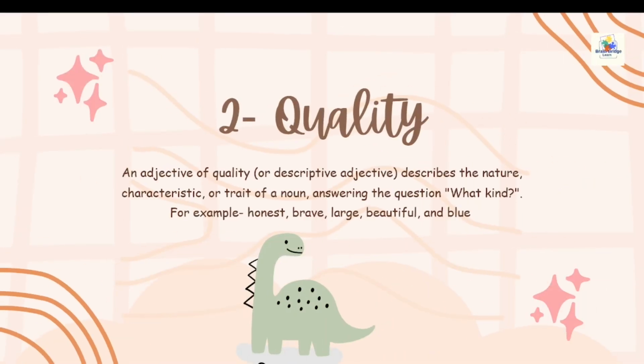Next we have quality. An adjective of quality, or descriptive adjective, which we learned earlier, describes the nature, characteristics or trait of a noun, answering the question what kind. For example, honest, brave, large, beautiful and blue. Like here, if we see that this dinosaur is large, what kind is it? It is of large kind.